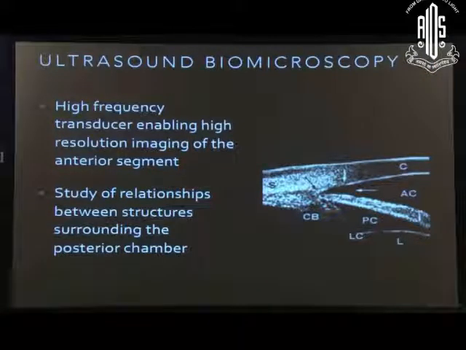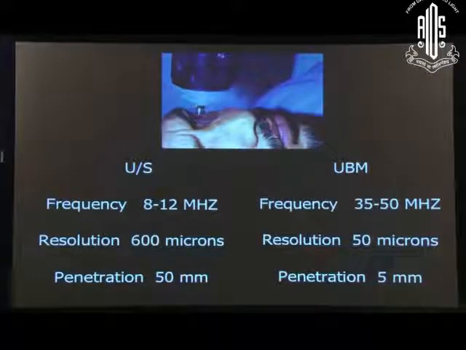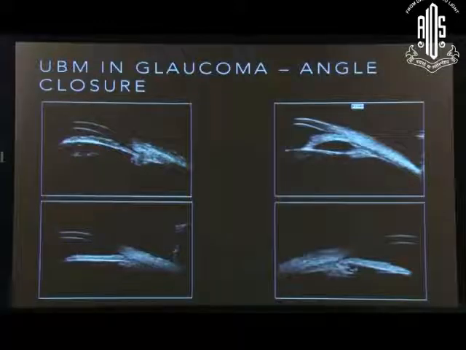Ultrasound biomicroscopy basically utilizes a high frequency transducer, which gives you very good imaging of the anterior segment at near microscopic resolution, and you get a good idea of relationships between various structures surrounding the posterior chamber. To compare ultrasound and UBM, the frequency is higher in UBM, the resolution is better, but the penetration is only about 5 millimeters, which means it can help us to study only the anterior segment well. It's probably most useful in glaucoma.